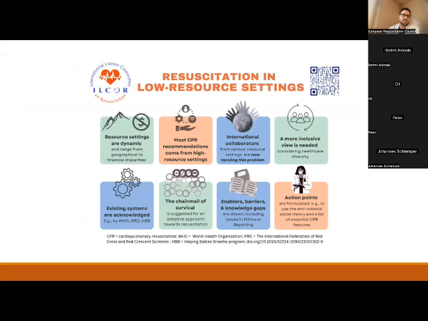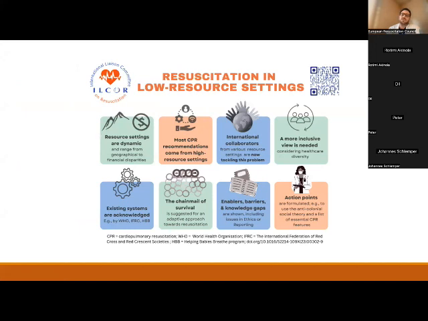This is a bit of an overview of the statement. You can see here the main points we tried to address. We wanted to create some awareness that resource settings are in fact dynamic, as I've mentioned before.